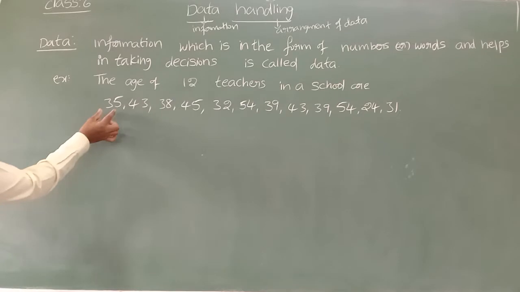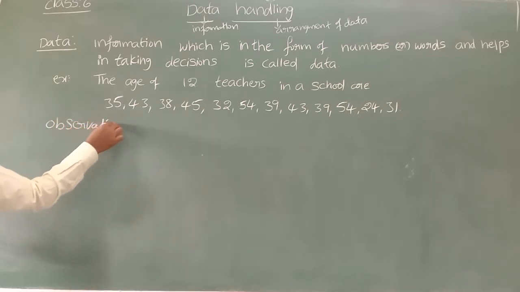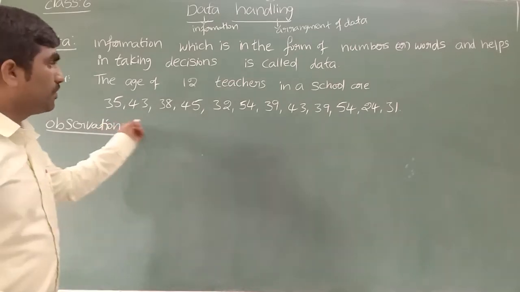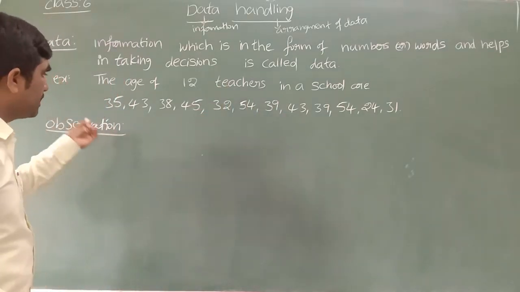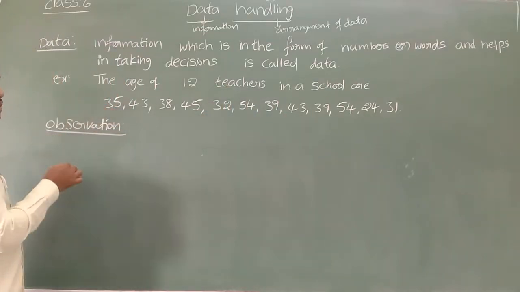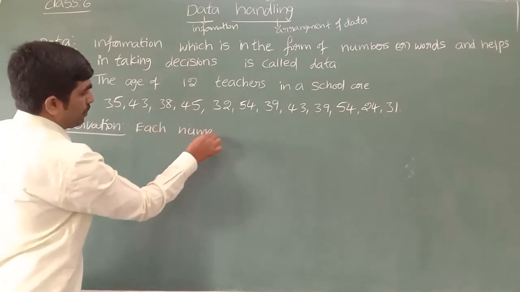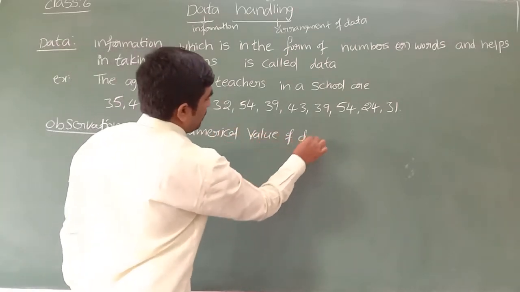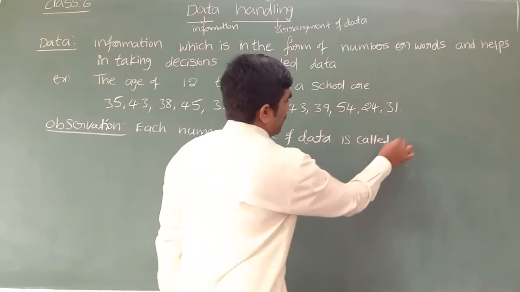Sir, what do we call each numerical value? They are called observations. Here we can say that 12 observations are there. How many observations? 12 observations, 12 numbers, 12 numerical values. An observation is nothing but each numerical value of the data. Each numerical value of data is called an observation.